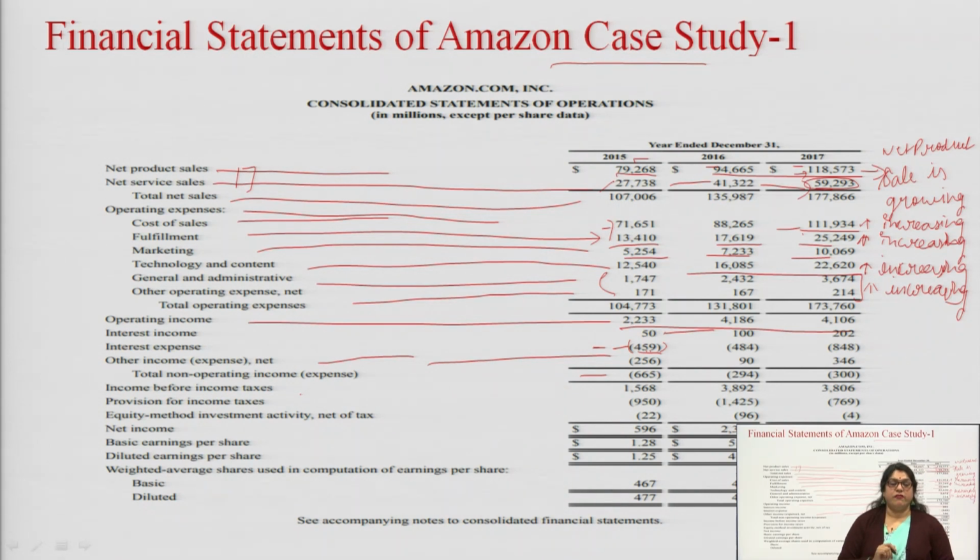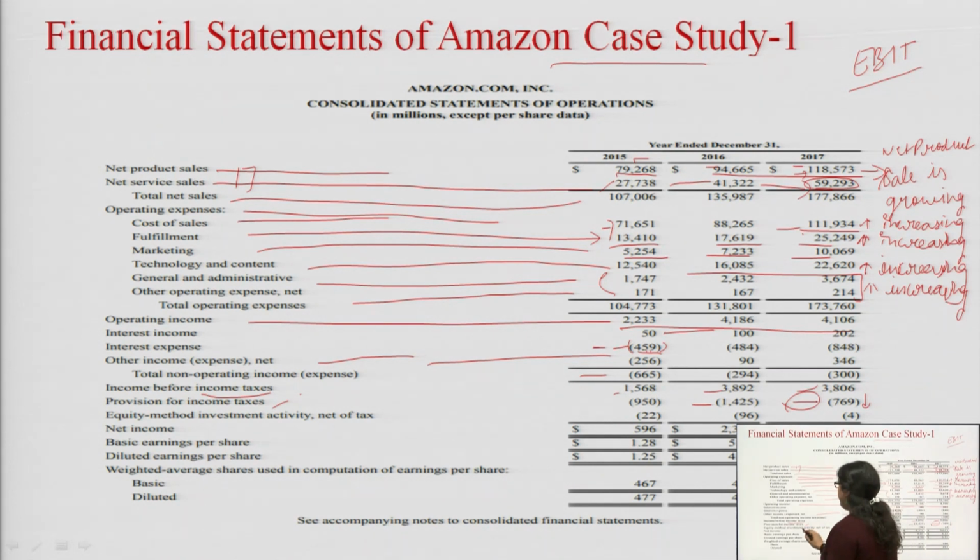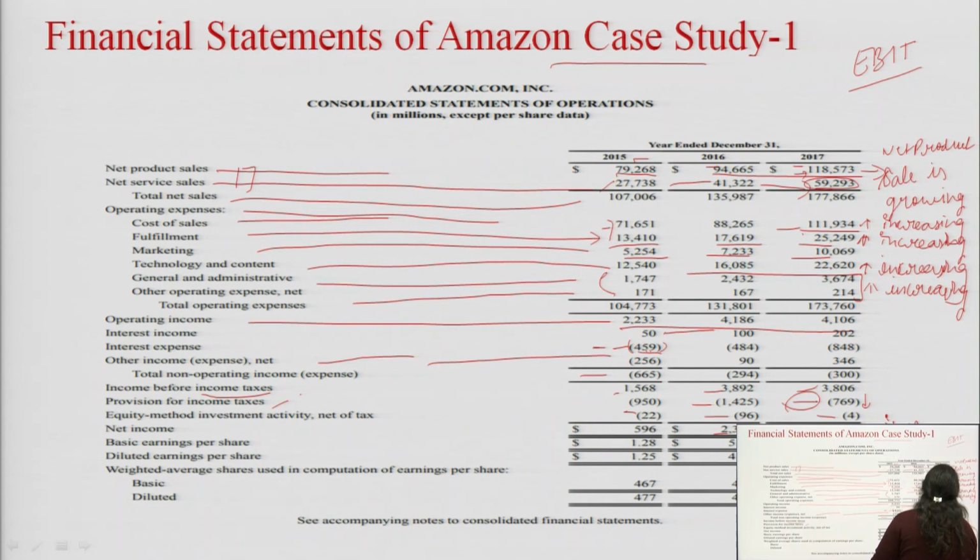actually, it is also known as the profit before interest and tax. We can write it down here as EBIT. EBIT means earnings before interest and tax, but here we are taking only the figure before tax. It is also increasing. The provision for income tax which we have made is also increasing, but in 2017 it has dropped. Equity method investment activity also has less spending, and net income is continuously increasing. The most important part is that net income is continuously increasing.